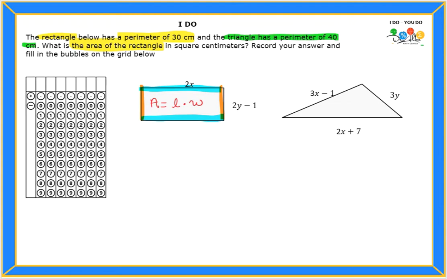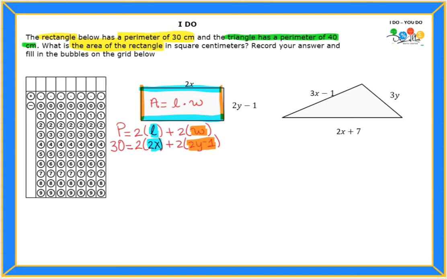Okay, so what about if we start writing my expressions? For example, if I want to find the perimeter for my rectangle, I will need to write down something like this: perimeter equals twice the length plus twice the width. I know the perimeter is 30 centimeters, so I'm going to write down 30. My length is 2x, and my width is 2y minus 1. So basically, I replaced the length with the expression for it, and I replaced the width with the expression that goes with it.